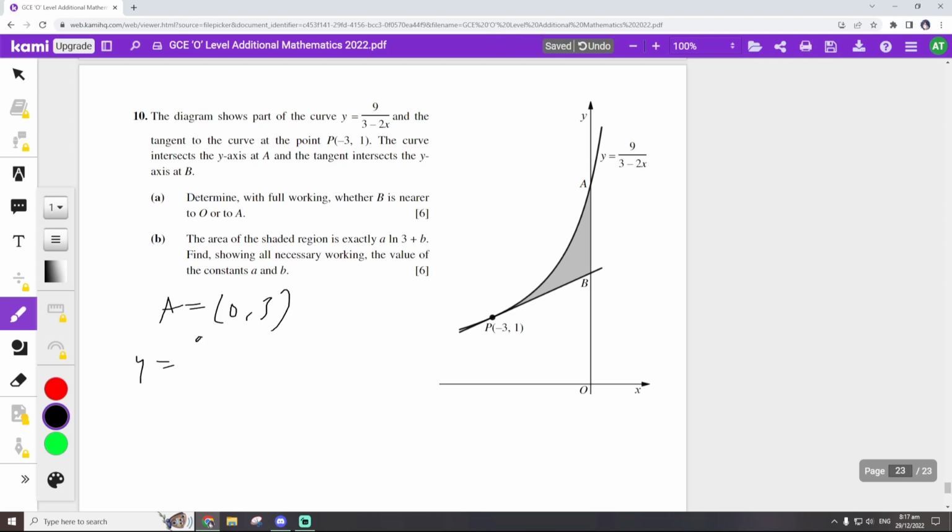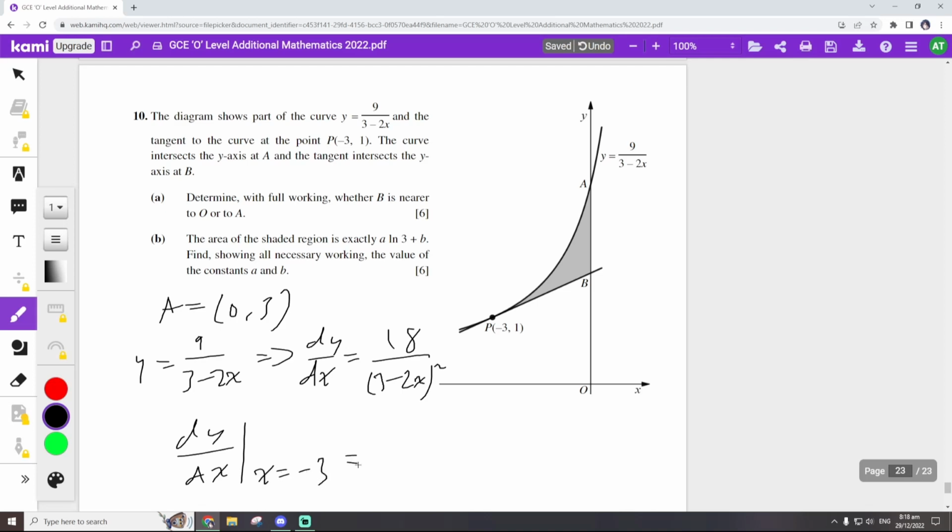And now I have y equals 9 over 3 minus 2x. What is dy dx? So I'll normally get a negative power, or rather it will become negative because of the power being negative 1. But there's a negative 2 here, so when I differentiate that, it's going to become positive again. So I'll get 18 over (3 minus 2x) squared. Okay? dy dx at x is negative 3. So that is going to be 18 over 9 squared, which is 2 over 9.